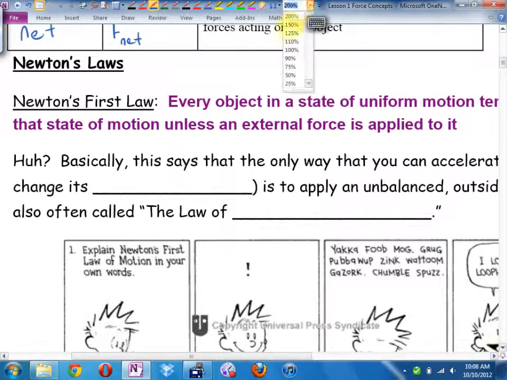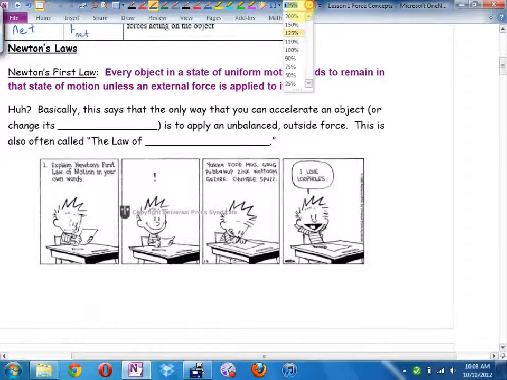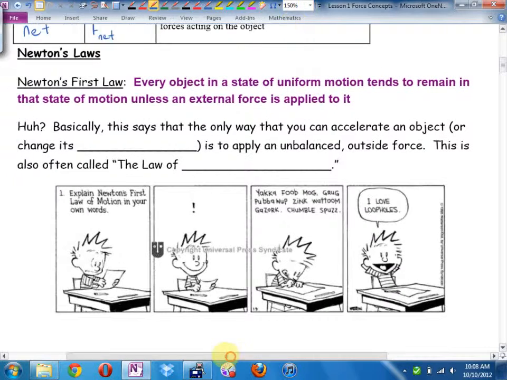Now I got to go a bit smaller again. I don't think I can fit this all. Maybe I can fit it at 150 though. Hey, I can.